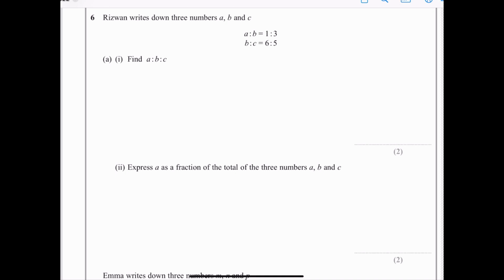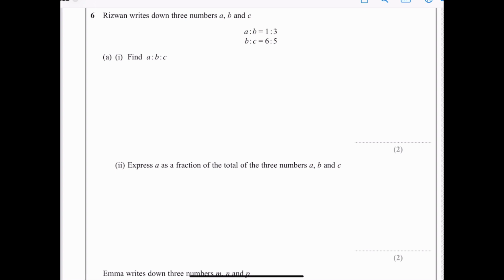Okay, let's have a look at question 6. This is a ratio question, and we've got to find a combined ratio. So this one writes down three numbers: A, B, and C. But we're given it in the format of A to B is 1 to 3 and B to C is 6 to 5. My common part is B. So what we're trying to find is A to B to C.